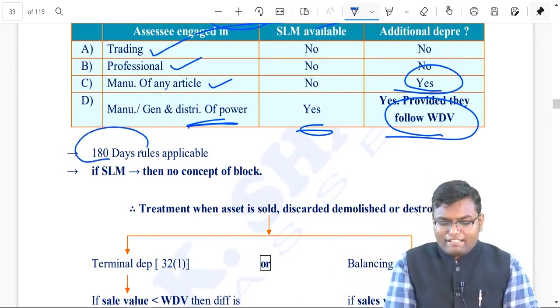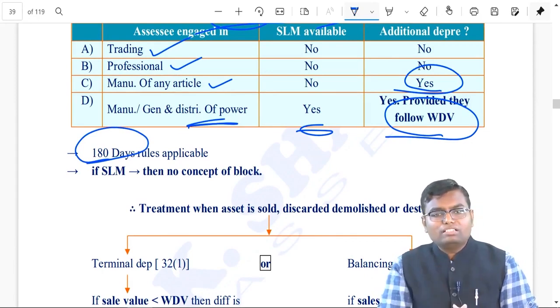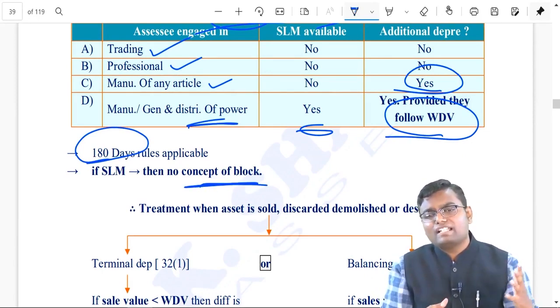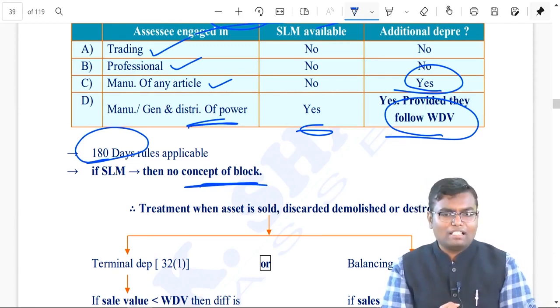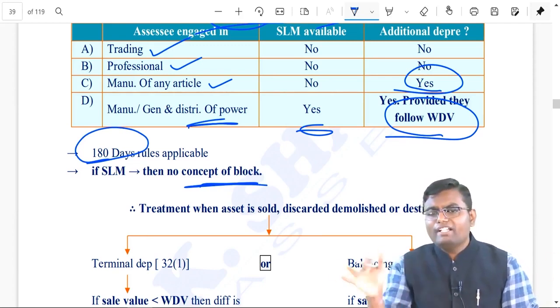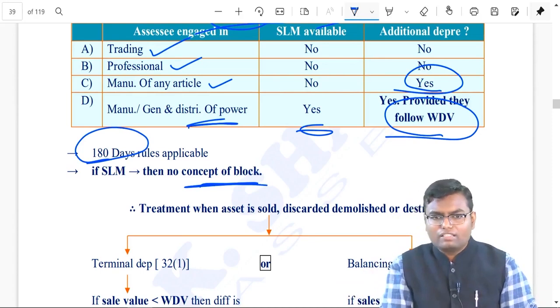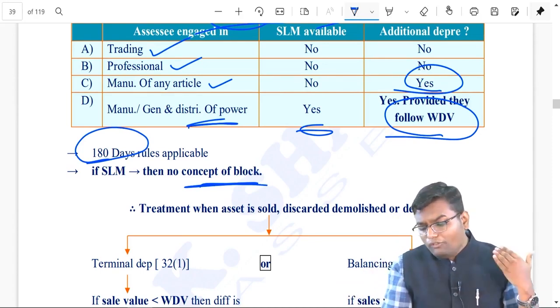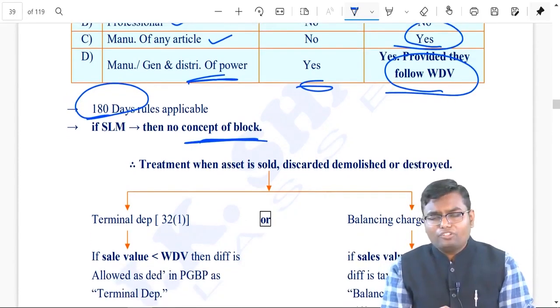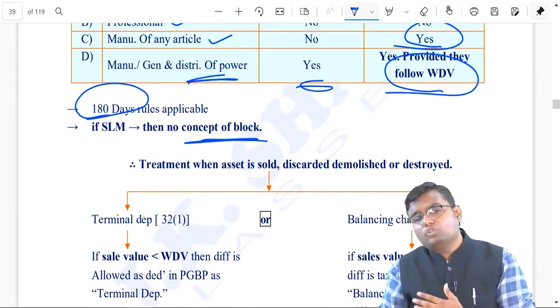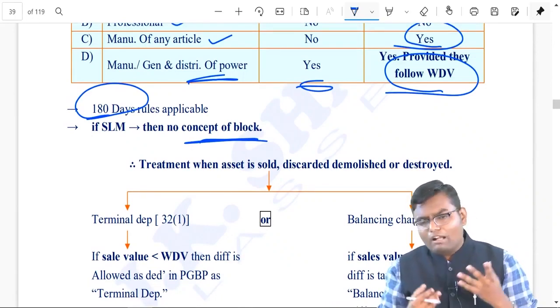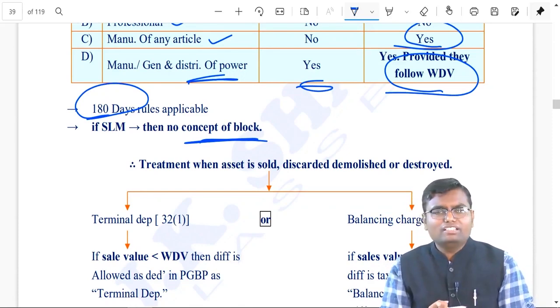Number two, the 180 days rule is applicable. Number three, there is no block of asset system in that. You have to depreciate each and every asset separately if you follow SLM method. The rates will differ and those rates are not there in your syllabus. Now, if you are into electricity generation and you want to follow SLM method, you have to depreciate each and every asset individually.